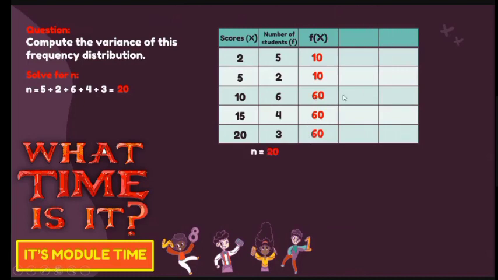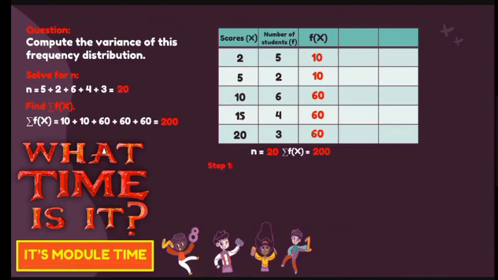Next natin, after determining that part naman is you have to get the summation of f of x. So meaning you have to get the summation of the third column. So combine 10 by 10 by 60 by 60 and also 60. Then you will arrive with 200. So ganun lang din yung gagawin natin.